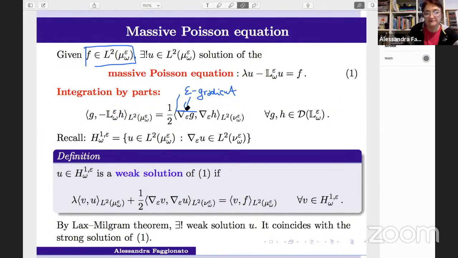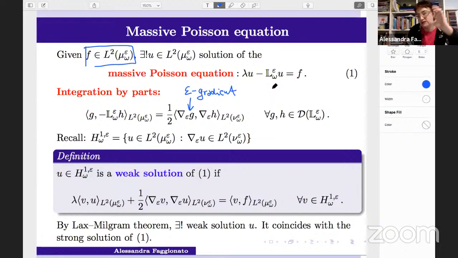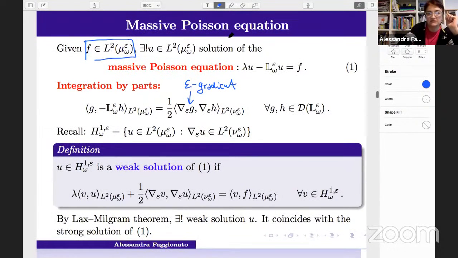Anyway, so we have this integration by parts formula. Therefore, the weaker formulation, by integrating against a generic function v, is the following. u in the H1 space, which is as before the set of functions that are square integrable with respect to the reversible measure and whose gradient is also square integrable, is a weak solution of the massive Poisson equation if for each test function v in this H1 space, you have this identity. So I just restated this in weak form. Then by the Lax-Milgram theorem, the weak solution exists and is unique, and therefore it coincides with the strong solution. So we have two ways to characterize the same u solving the massive Poisson equation.